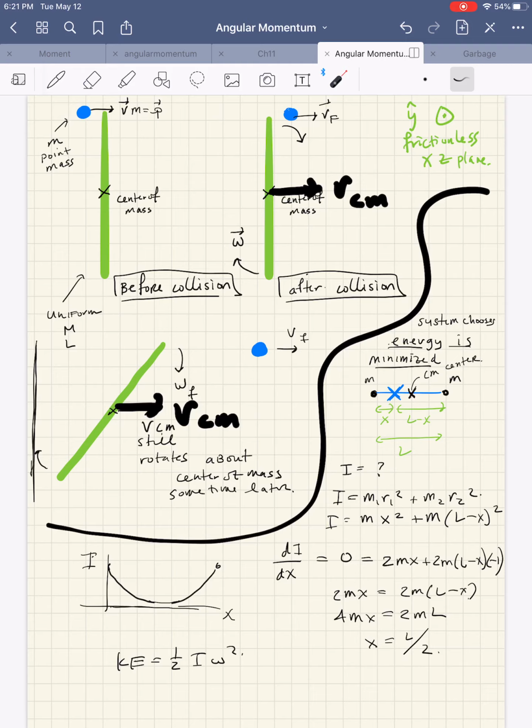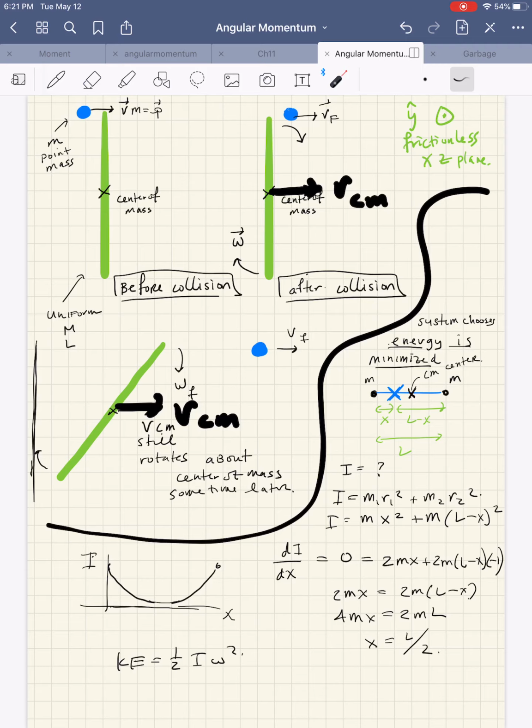So this is just a brief justification by saying moment of inertia minimized means kinetic energy minimized, and that in a system, energies will tend to choose a state where it's minimized if it has a choice. And so when I have something that is in the absence of being pinned or forced to rotate around a certain point, it's going to rotate around its center of mass location.